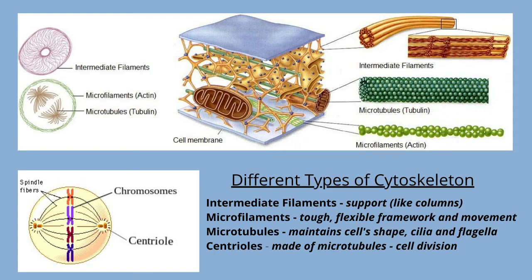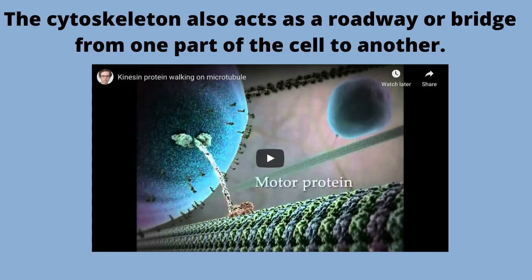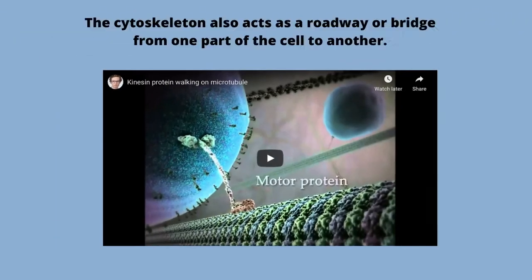Not only does the cytoskeleton facilitate cellular movement and span across the cytoplasm of a cell, acting as beams for support, but it also allows molecules to travel from one part of the cell to another. So you could say that the cytoskeleton also acts as a roadway or bridge from one part of the cell to another.